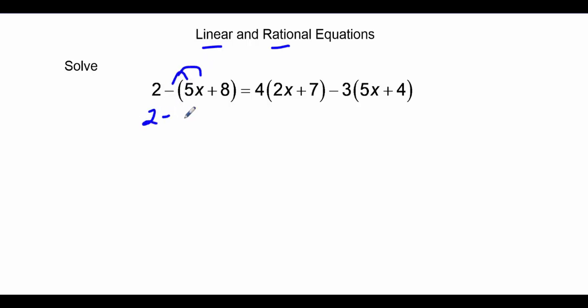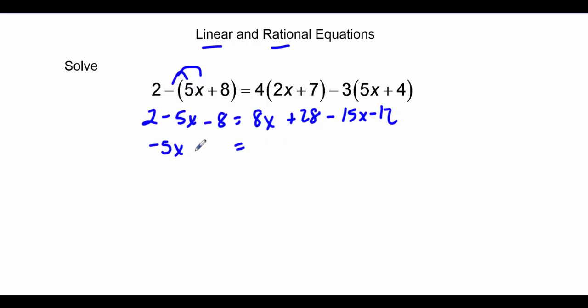We have 2 minus 5x minus 8 equals 8x plus 28 minus 15x minus 12. Combining like terms, I have negative 5x minus 6, and then a negative 7x and 16. Bring all the x's to one side of the equation. I'd rather have my x's positive.